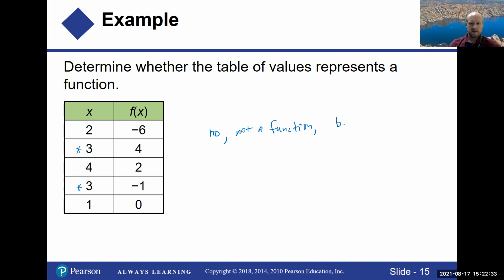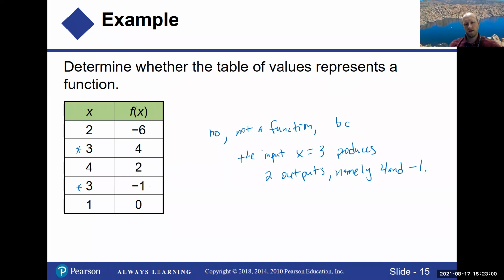And that's because the input of x equals 3 produces 2 outputs, namely 4 and -1. If it was the same output, if this was 4 and this was 4, we would be fine. Okay, so if this was 4, it would be a function, but it's not, it's -1.